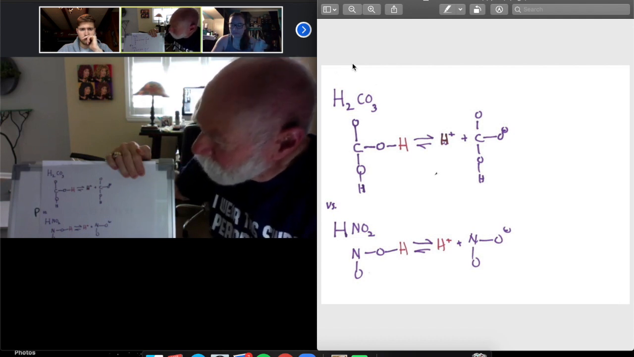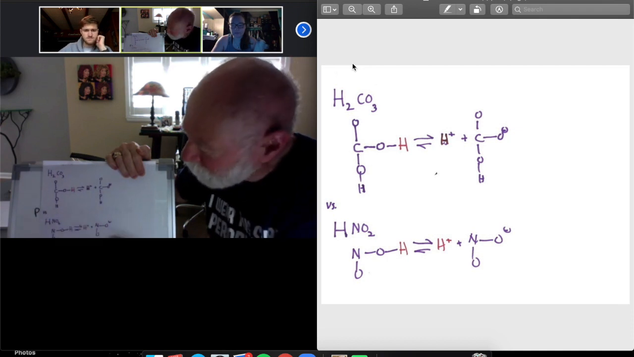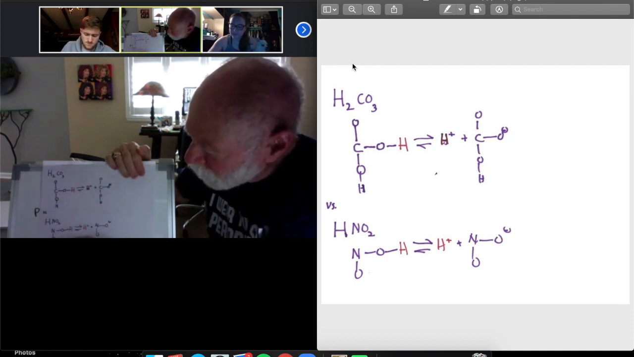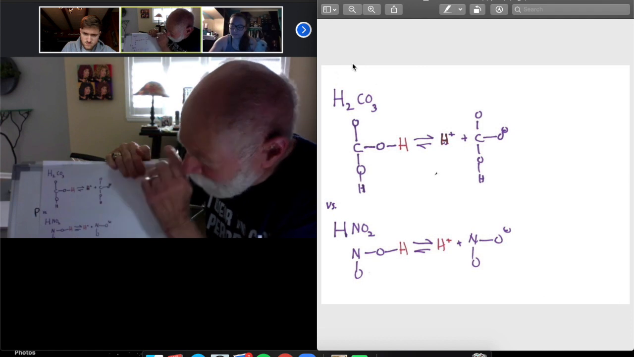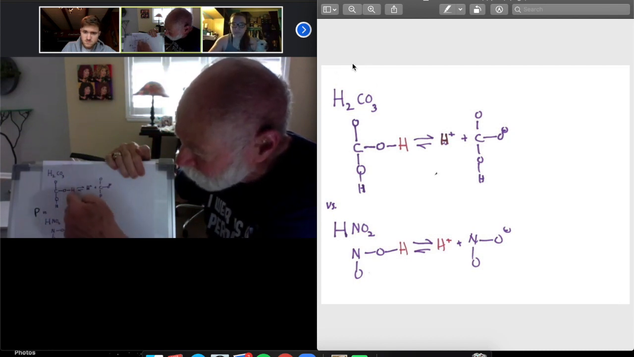Okay, so we're trying to compare the acid strength of this chemical and this chemical. So you want to draw their approximate Lewis structures. And remember, when you have an oxyacid, the hydrogens are always joined to the oxygen. Okay, so I've marked the acid hydrogens in red.